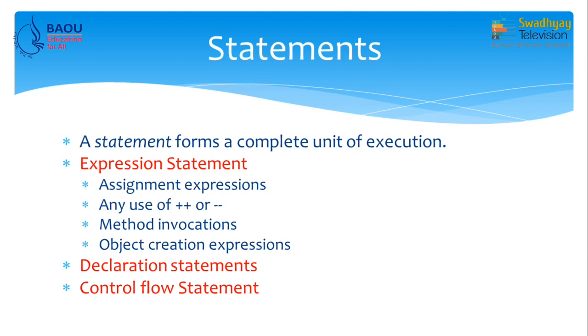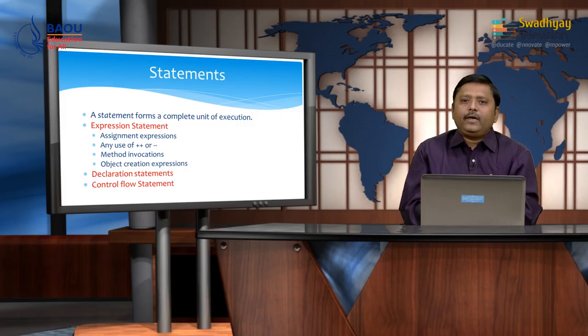And we have declaration statements that we have seen earlier, and control flow statements that we will discuss later on, like the if-else ladder, for loop, while loop, switch statement, etc. These are control flow statements that we are going to discuss in the next session, but we can say a statement is a unit of execution and we can classify statements based on what they do.